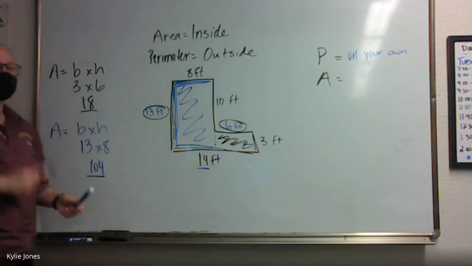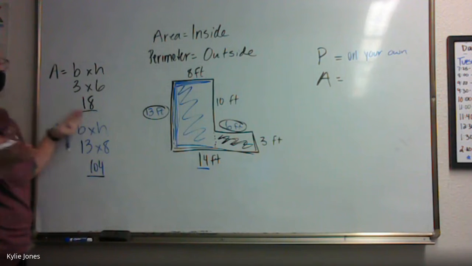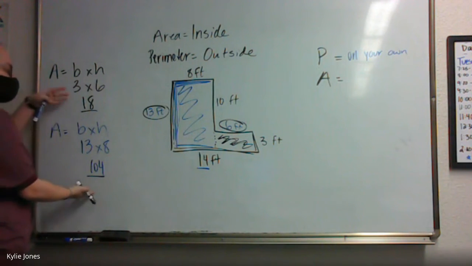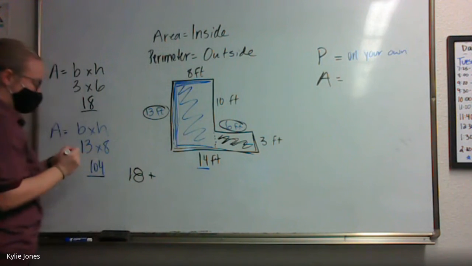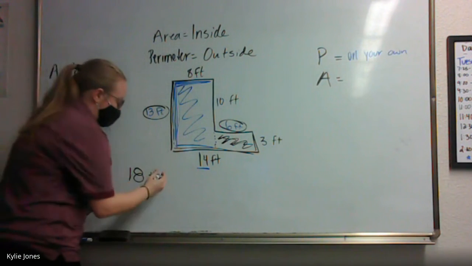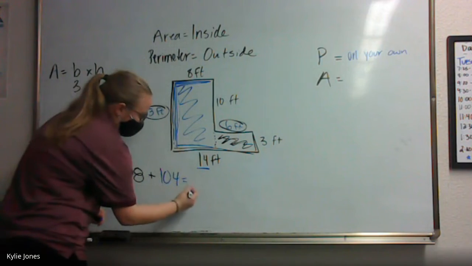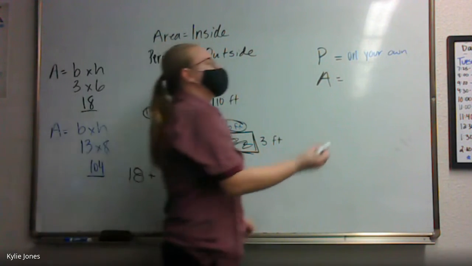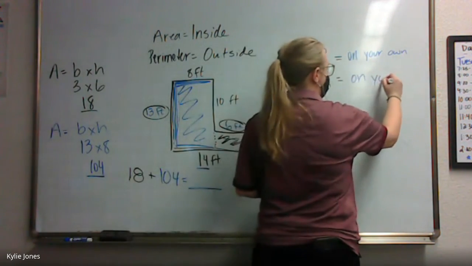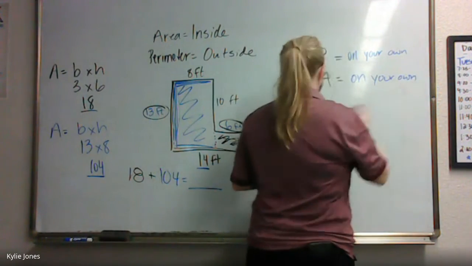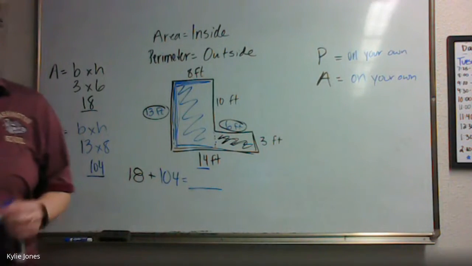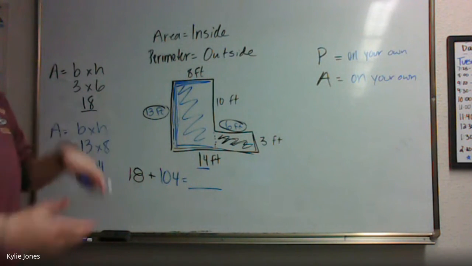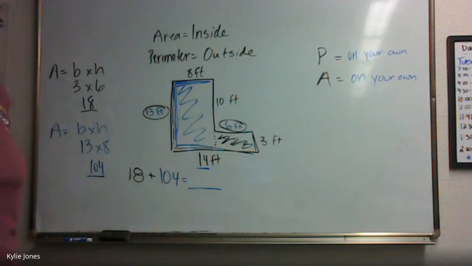I'm going to have you guys finish this on your own. I'll tell you the next step. What's the next step that you have to do? Add them up. Take the smaller rectangle, 18, add it with the bigger rectangle, and find your total area. So finish this one on your own. I'm kind of guiding you through things, but you're also finishing them on your own, all right? So finish adding these up.